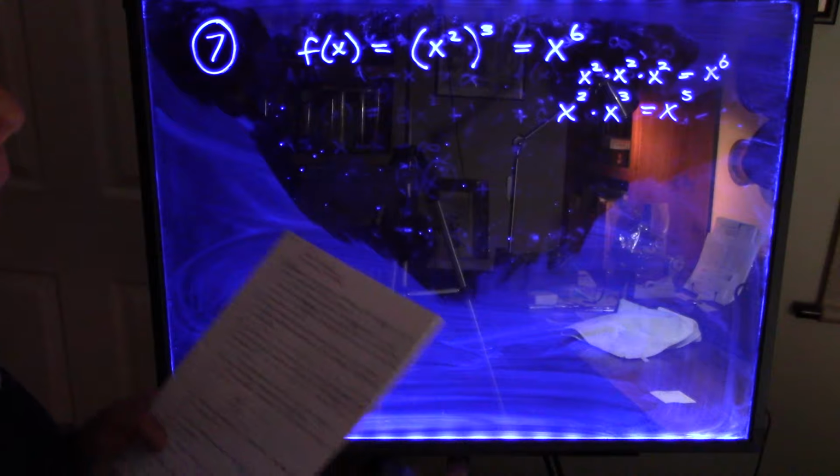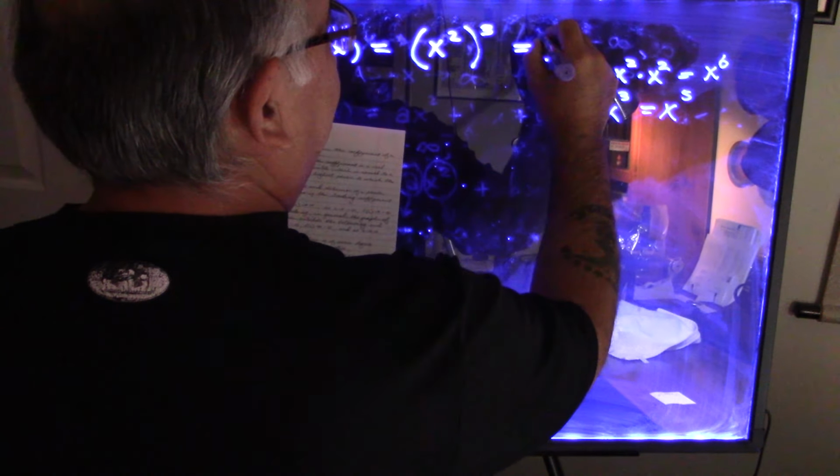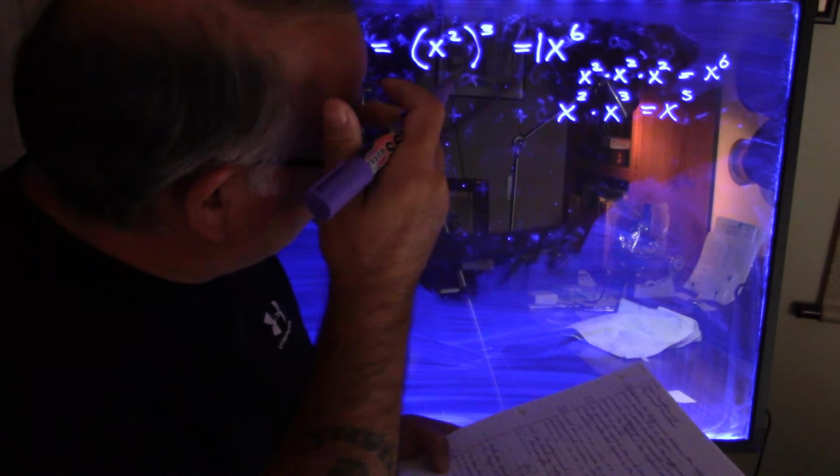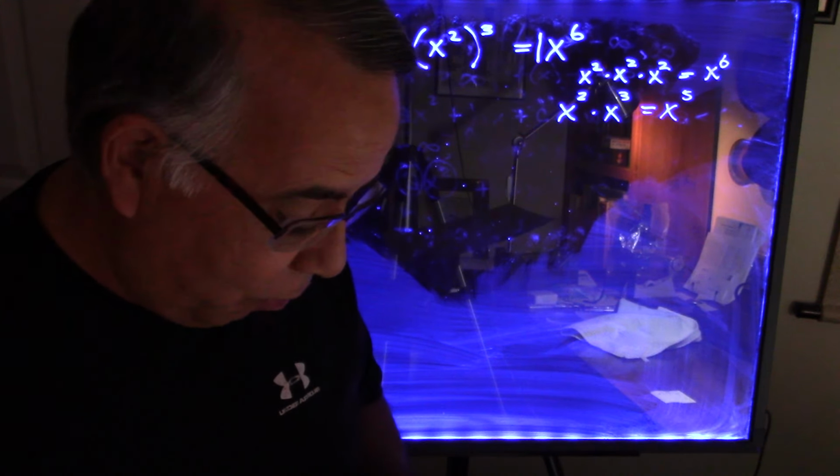Well, you can write a coefficient, just call that a 1. You can always do that. So it's a power function. That is a power function.